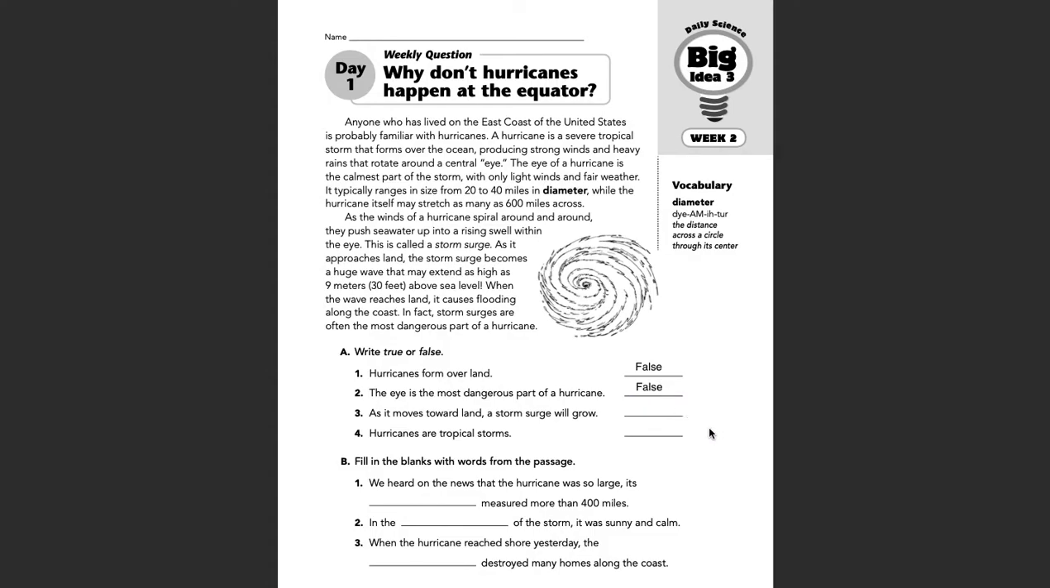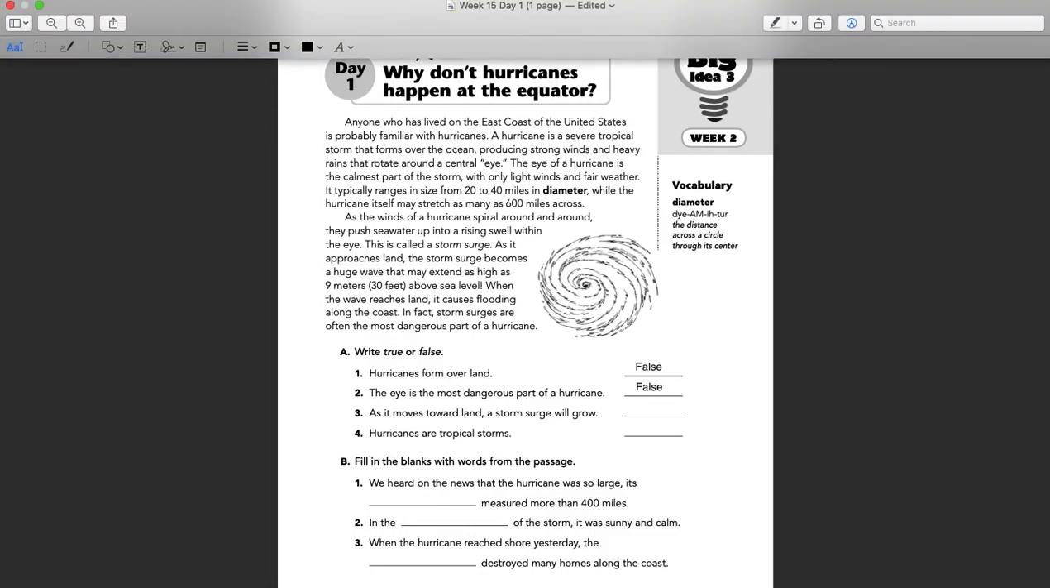Number 3, as it moves toward land, a storm surge will grow. Well, if we look in the second paragraph, third sentence, as it approaches land, the storm surge becomes a huge wave that may extend as high as 9 meters or 30 feet. So it talks about how it's going to increase in size, so that would be true.